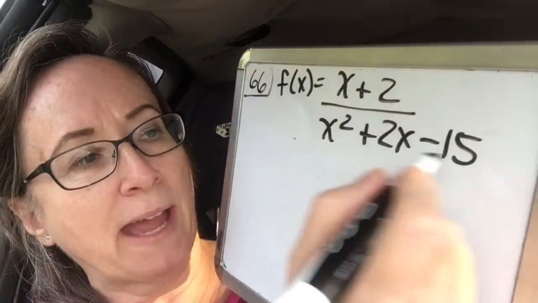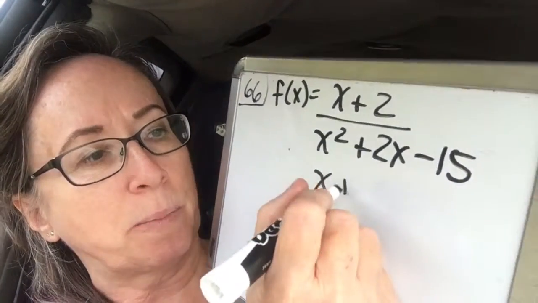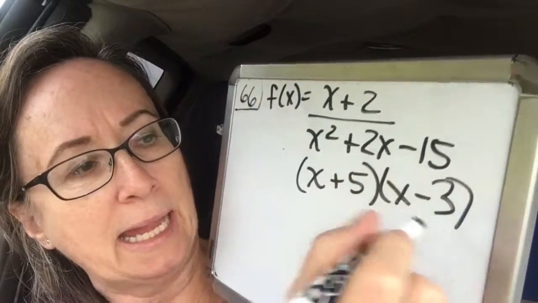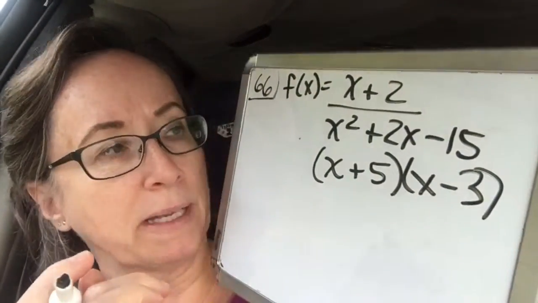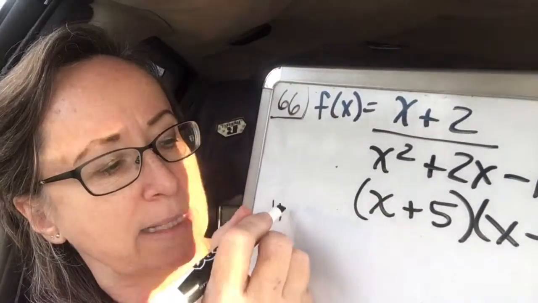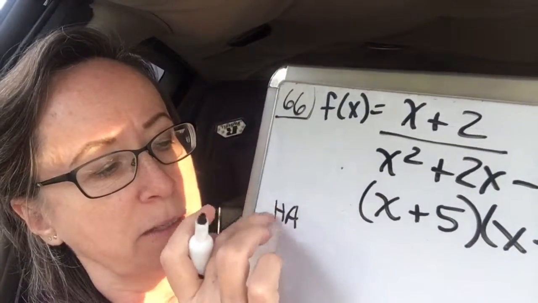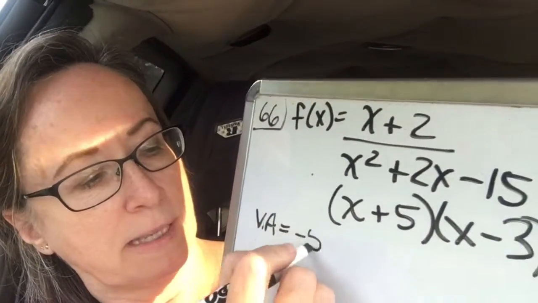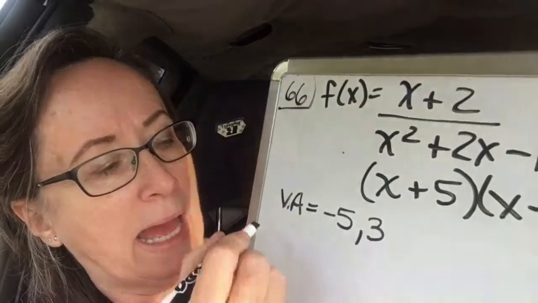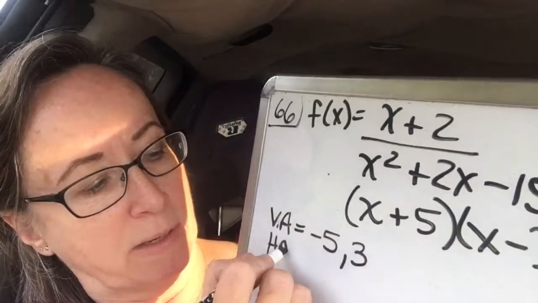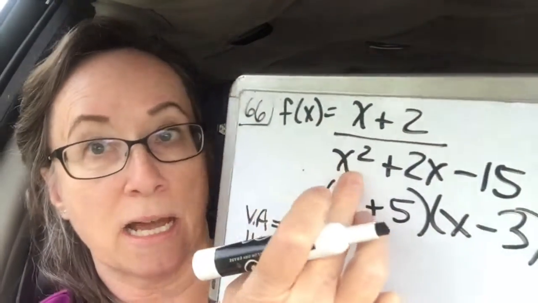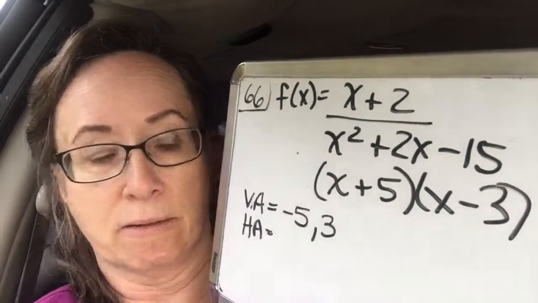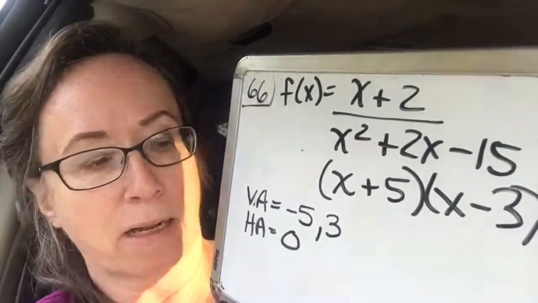Okay, so when we factor this denominator, we're going to have an x plus 5, x minus 3. And neither one of those is going to cancel out my numerator. So I have vertical asymptotes at -5 and at +3. I have a horizontal asymptote because the denominator degree is greater than the numerator degree, and it is going to be at 0. So my horizontal asymptote is at 0.